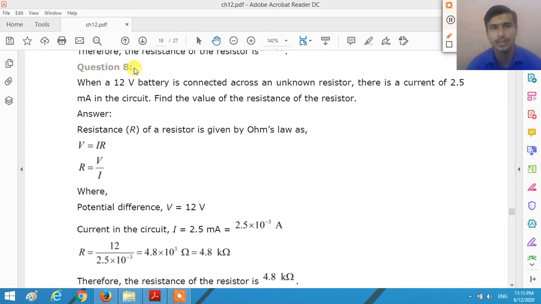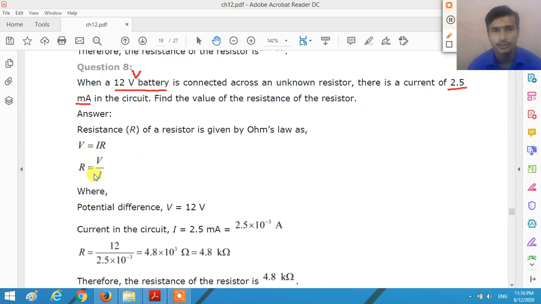Question number 8. When a 12 volt battery is connected across an unknown resistor, a current of 2.5 milliampere flows in the circuit. Find the value of the resistor. So here, dear students, the voltage value is given to you. V is equal to 12 volt. The current passing through the resistor is 2.5 milliampere.